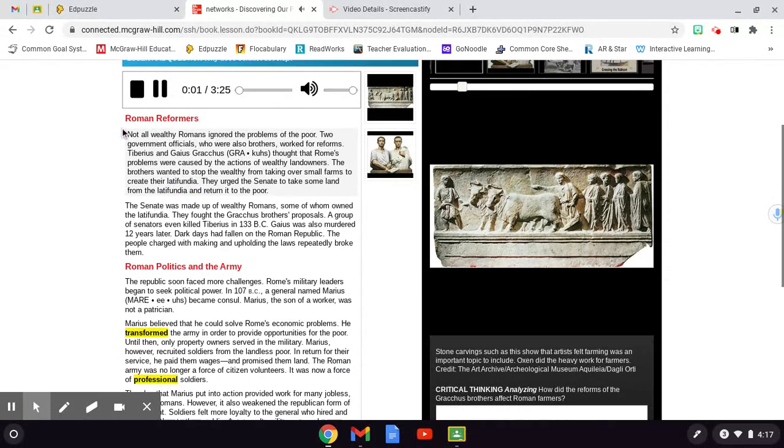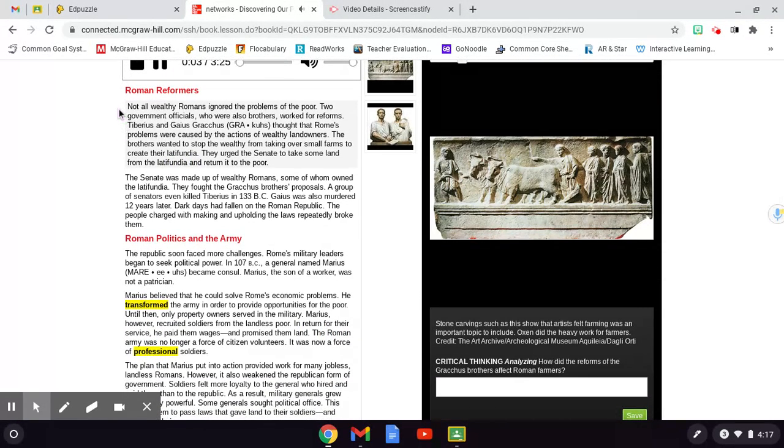Roman reformers. Not all wealthy Romans ignored the problems of the poor. Two government officials, who were also brothers, worked for reforms. Tiberius and Gaius Gracchus thought that Rome's problems were caused by the actions of wealthy landowners. The brothers wanted to stop the wealthy from taking over small farms to create their latifundia. They urged the Senate to take some land from the latifundia and return it to the poor.